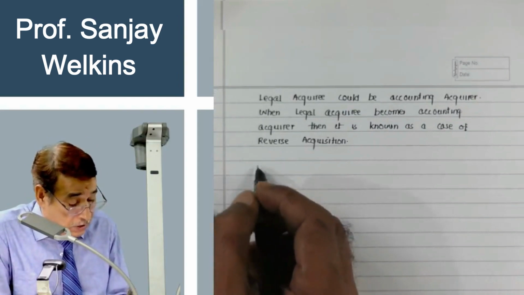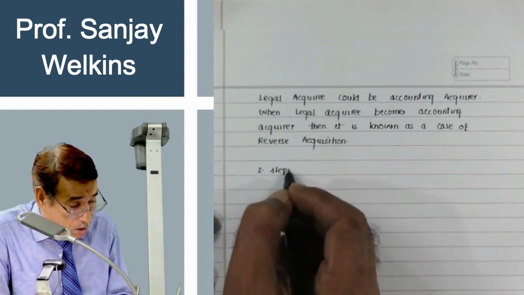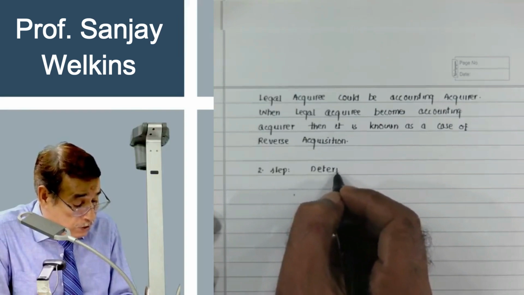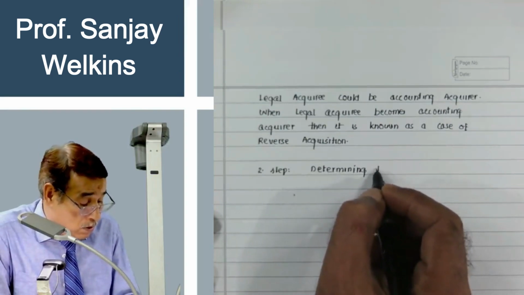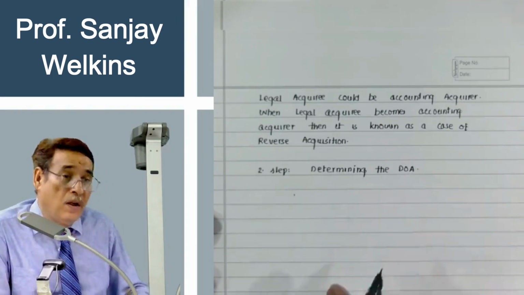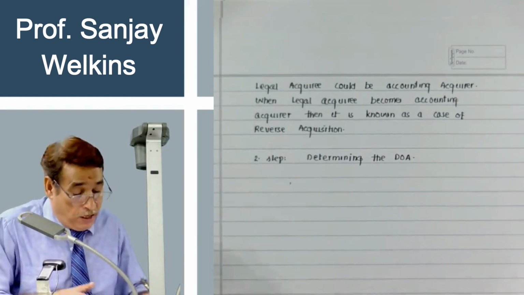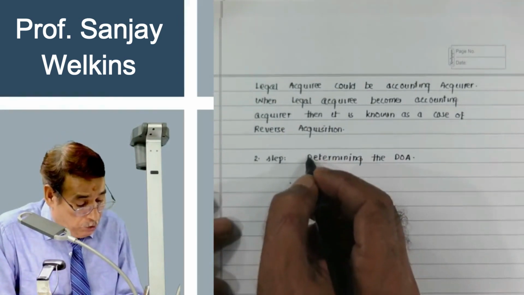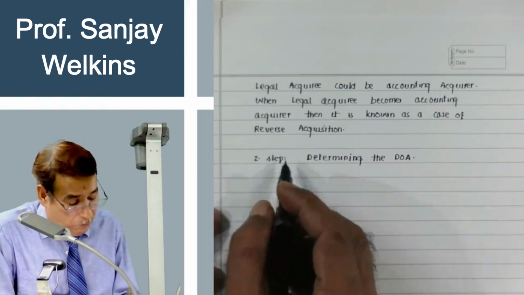Second step is now determining the date of acquisition. Of course, this is very, very vital. Generally the date of acquisition is the one on which the acquirer actually obtains control over the acquiree. No doubt about that. And most of the time it is given in the question itself, so we do not confront much problem in it.